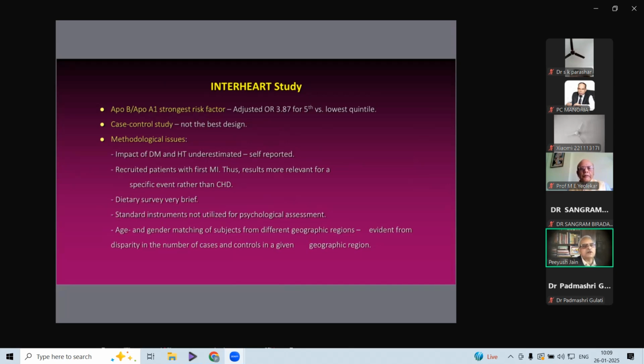Without going into the details of the INTERHEART study, I must say that it was a case control study, not a conclusive design. And then there were methodological issues also, like underestimation of the impact of diabetes mellitus and hypertension, which was self-reported, and other things. So the INTERHEART study was actually not something on the basis of which we can start using ApoB as a risk marker. So what about other studies?